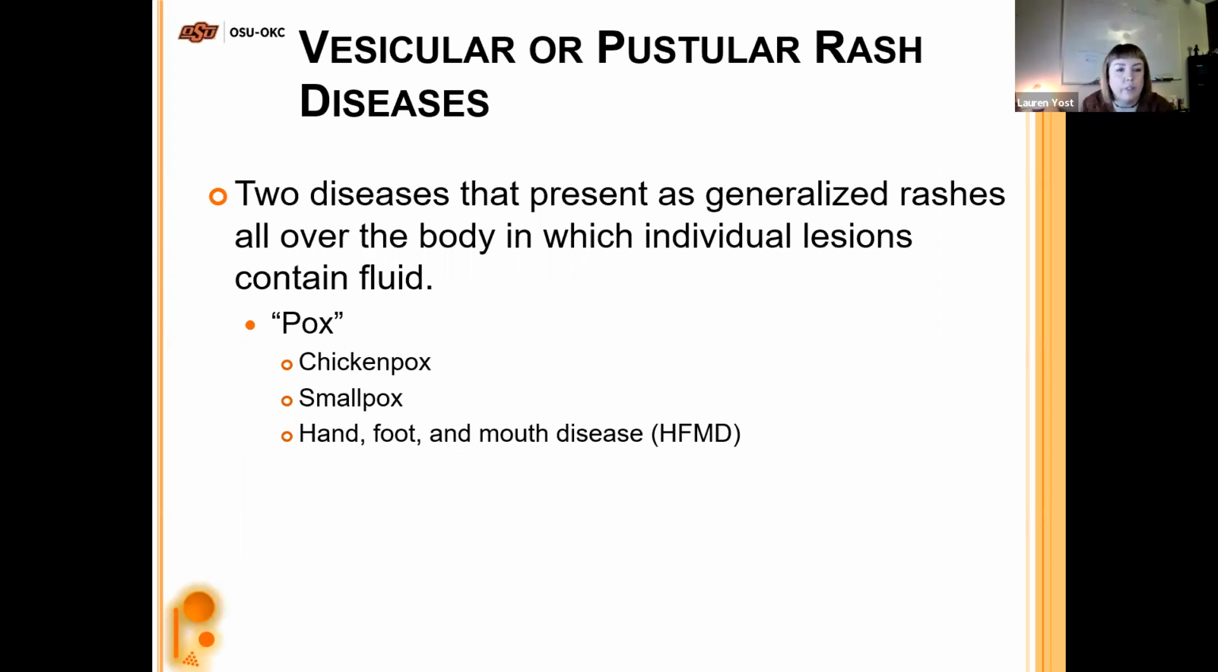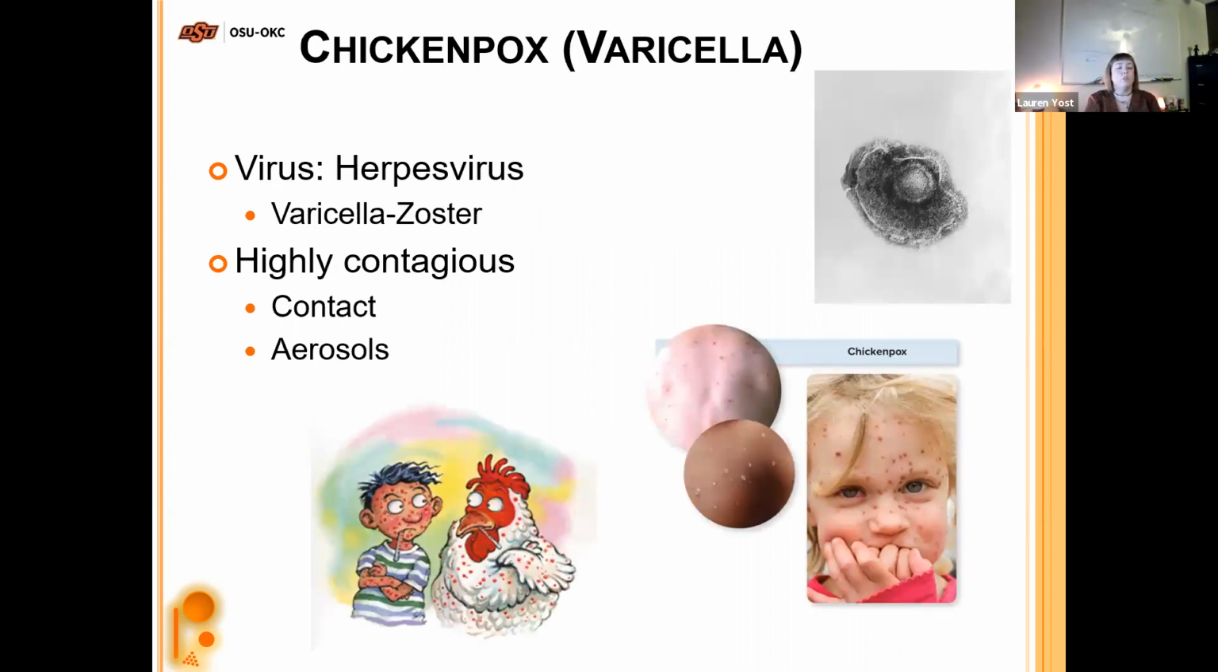Okay, moving on to the vesicular and pustular rash diseases. There's a lot of them. These are the ones we're going to be talking about right now. These diseases present as generalized rashes all over the body, where we will see individual lesions that contain fluid. We're going to get into the pox diseases first, and that includes chicken pox, smallpox, as well as hand, foot, and mouth disease. If your child has ever had hand, foot, and mouth disease from daycare and stuff like that, it's not uncommon.